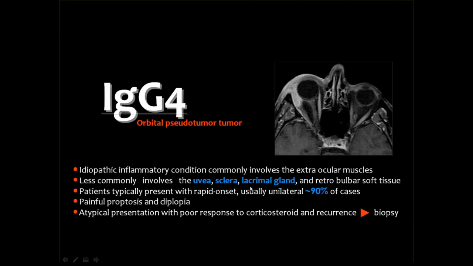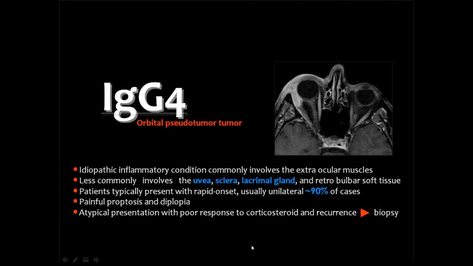Then you remember orbital pseudotumor, which is an idiopathic inflammatory condition, commonly involves the extraocular muscles, may involve the uvea, the sclera, the lacrimal gland, and the retrobulbar soft tissues. The condition is unilateral in about 90% of the cases. However, it can be bilateral. The patient presented by painful proptosis and diplopia.